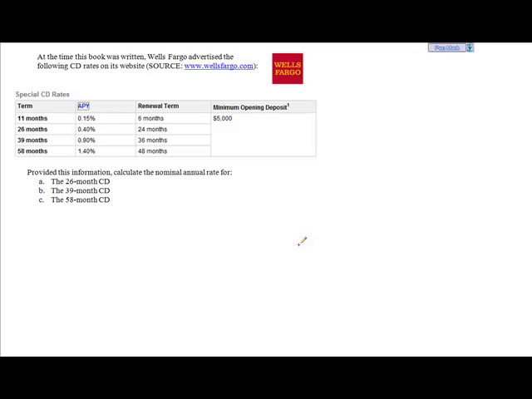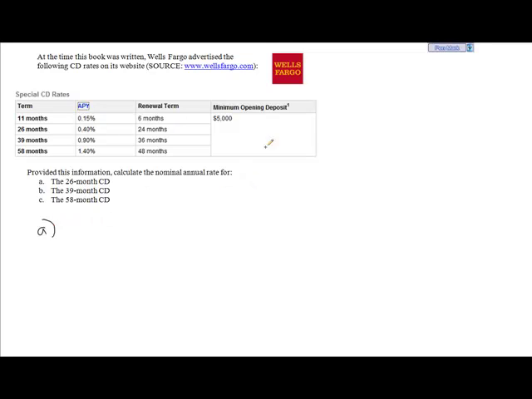This problem gives us a number of different options we have for opening up a certificate of deposit, or a CD. And the Wells Fargo website actually only shows APYs. It doesn't actually tell us what the APR, the nominal annual rate, actually is, and we want to be able to recover that. So we want to calculate the nominal annual rate given the APY.